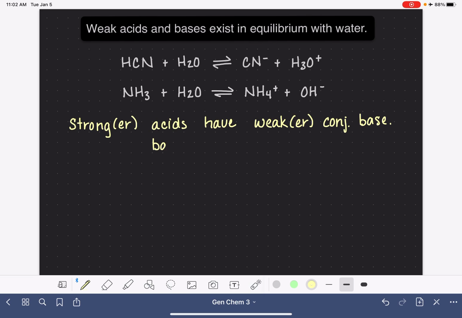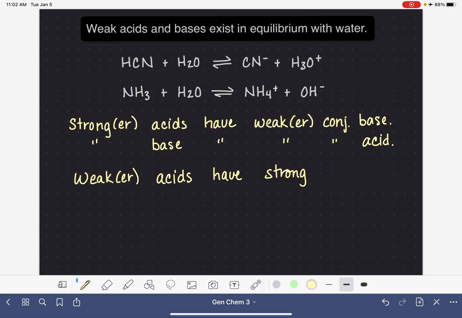So if we have a really strong base or a strong-ish base, it is going to have a weak conjugate acid. And then we can say the same thing kind of for the opposite. So if we have a weak acid or a relatively weak acid, they are going to have a strong conjugate base or a strong-ish conjugate base. So we have this inverse relationship between the strength of an acid and its conjugate base or vice versa.